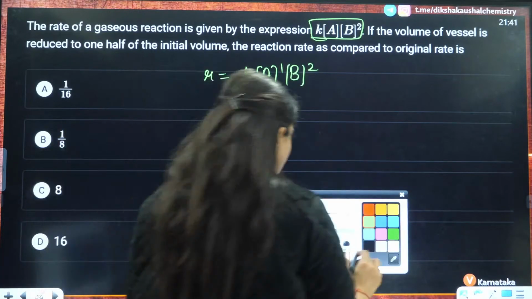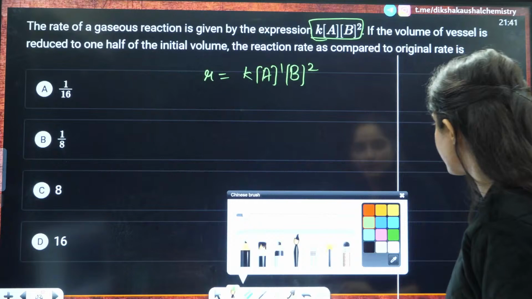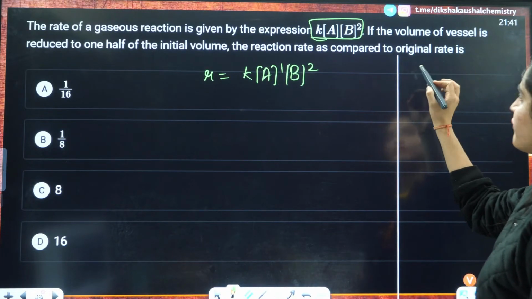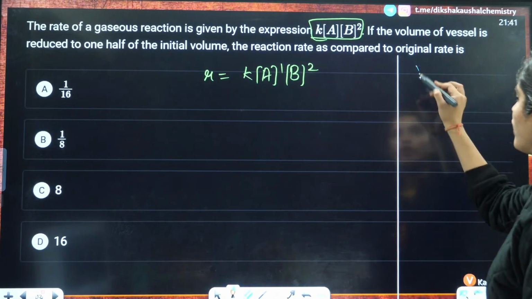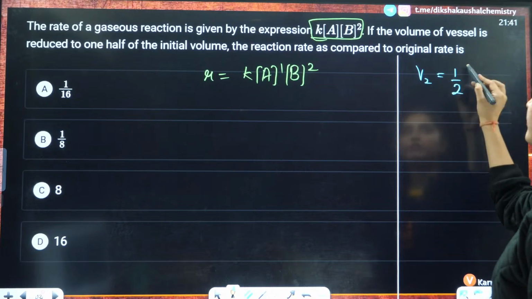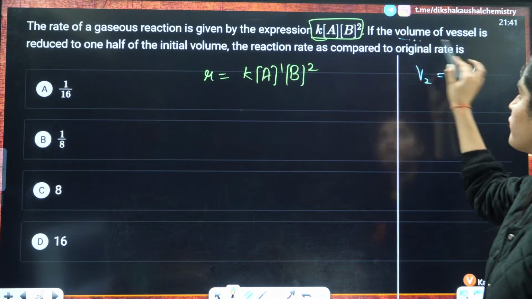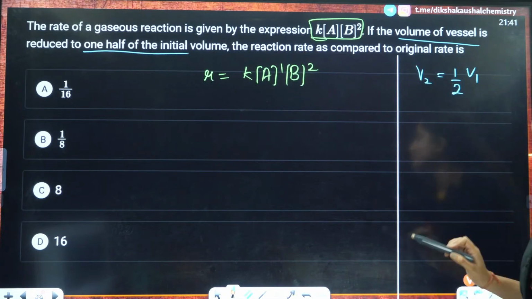Now students, an important thing I am going to write here. What they are telling us is that the volume of the vessel, that is V2, I am saying the final volume is V2. V2 is half of V1. So the volume of the vessel is reduced to half of the initial volume.